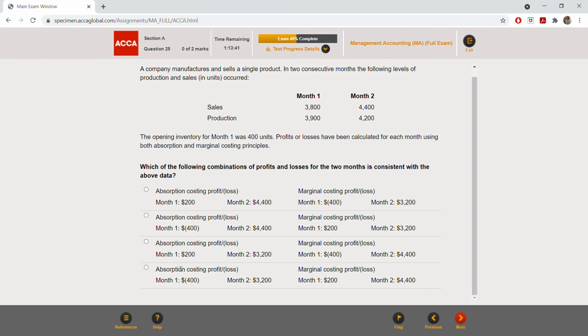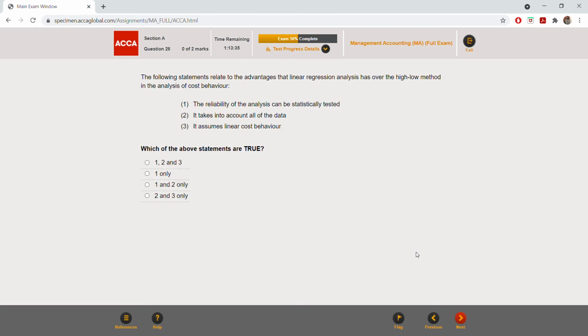Let us go to the fourth one. Here it's a loss, here it's a gain. So definitely this is out. So the third one is correct. Okay. Next.